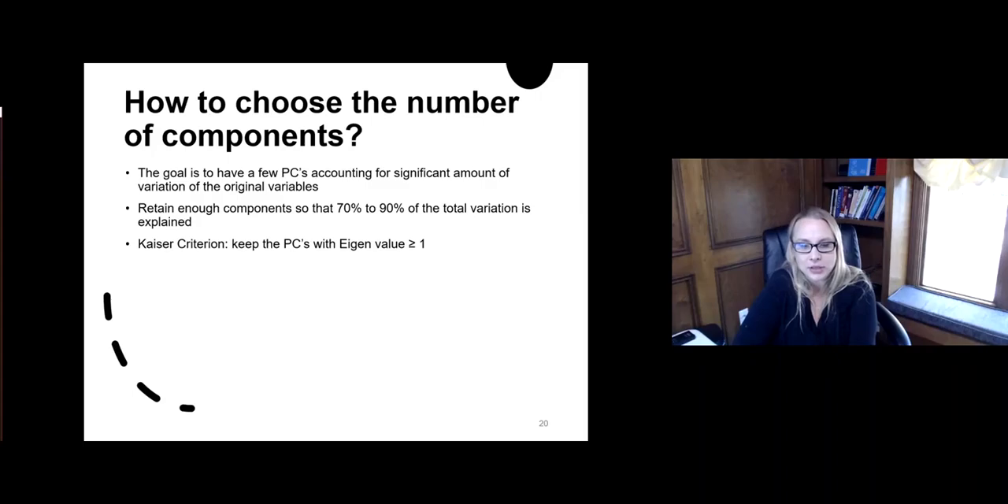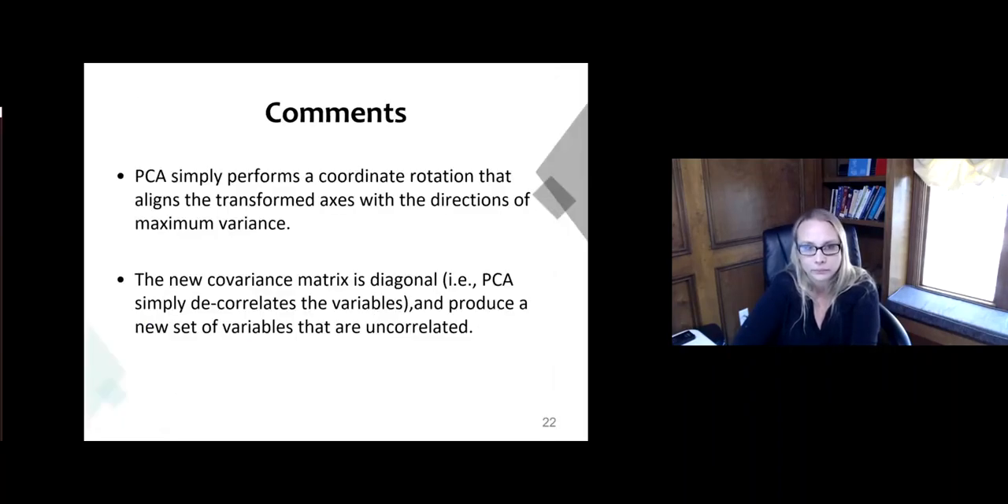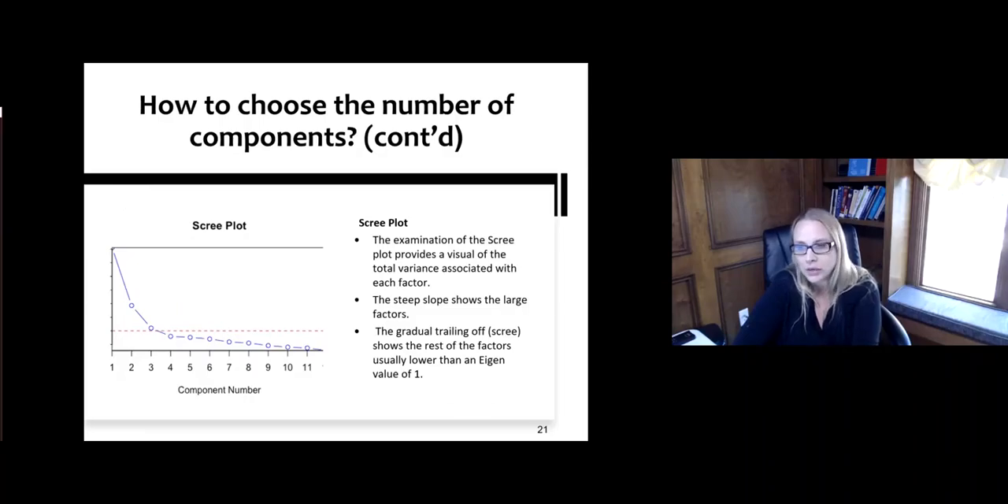So some statisticians whose last name was Kaiser came up with this, and the idea is that eigenvalues greater than or equal to 1 tend to be a good heuristic to use. Another very commonly used one to look at is a scree diagram. So what a scree diagram looks at is the number of principal components corresponding to an elbow. So when we're talking about the elbow, we're talking about this spot right over here, this bend.